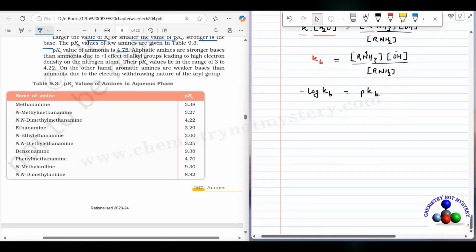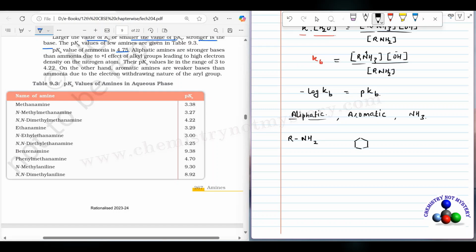So let's try to understand the meaning of these lines. Here we are going to compare aliphatic amine, aromatic amine and ammonia, meaning NH3. Aliphatic amine means R NH2. Aromatic amine means there is a benzene ring to which an NH2 group is bonded. Aniline is one example of an aromatic amine, and this is NH3, ammonia.